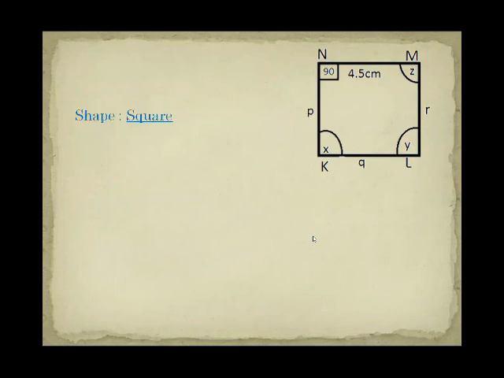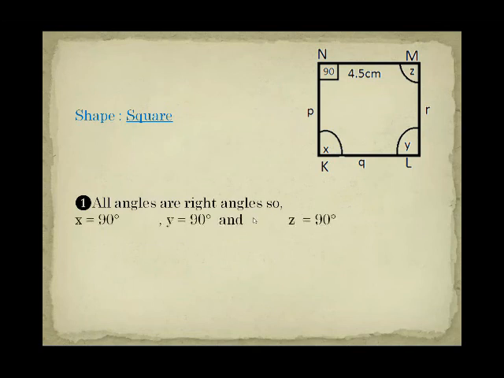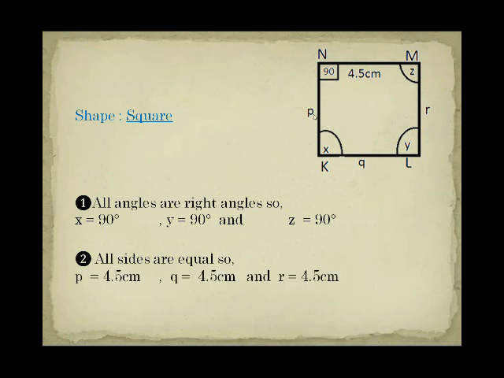Okay, the next shape is square. All the angles are right angles. So the angle X is equal to 90 degrees, angle Y is equal to 90 degrees, and angle Z is equal to 90 degrees. Second point is all the sides are equal. So here we have one side which is equal to 4.5 centimeters. So the side P is equal to 4.5 centimeters. The side Q is equal to 4.5 centimeters. The side R is equal to 4.5 centimeters.